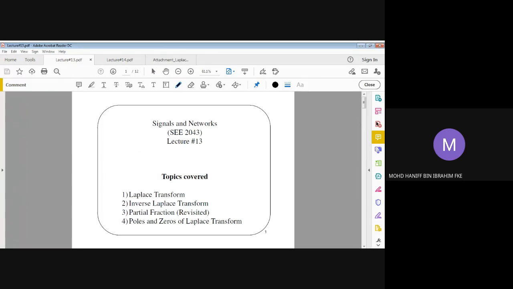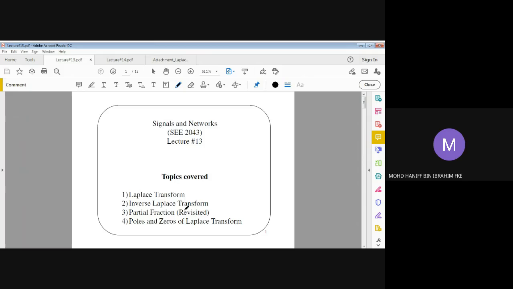Okay, good. So our topics for today will be a new chapter, chapter 4 on Laplace Transform. This is our slide for lecture 13. The topics to be covered for lecture 13 are as follows. Number 1 is Laplace Transform. Number 2 will be on the inverse of Laplace Transform. The third one will be on the partial fraction.